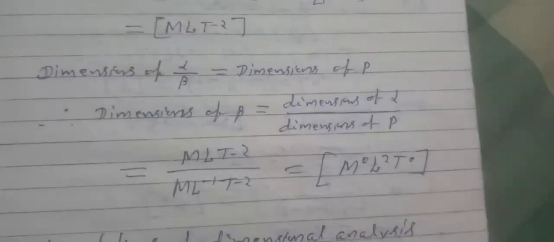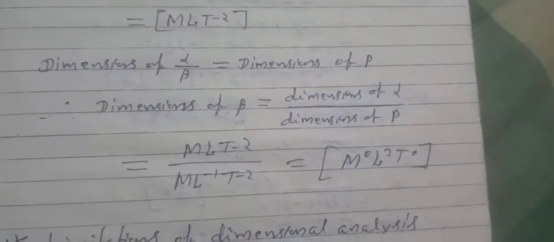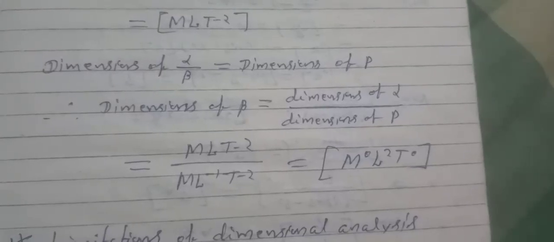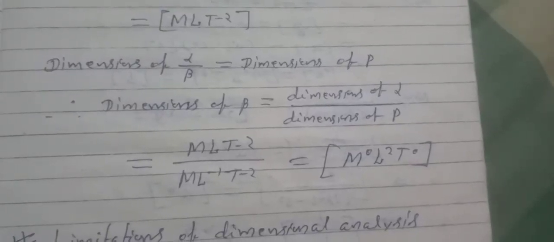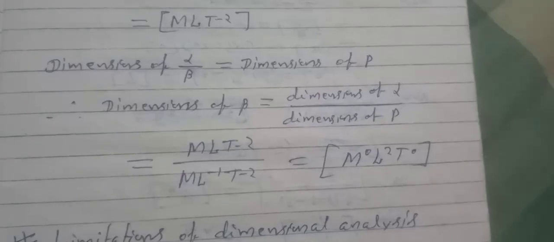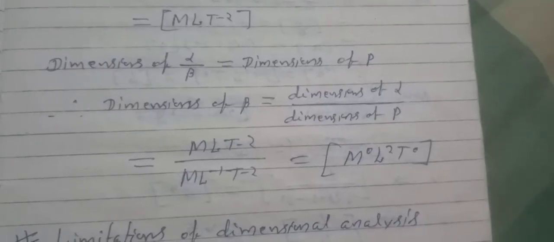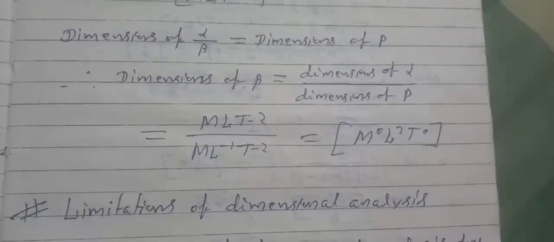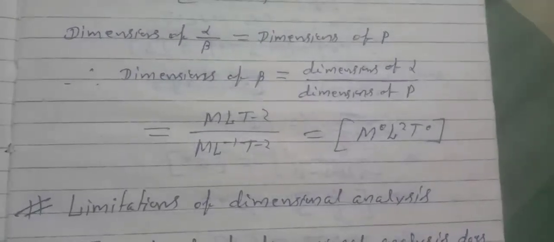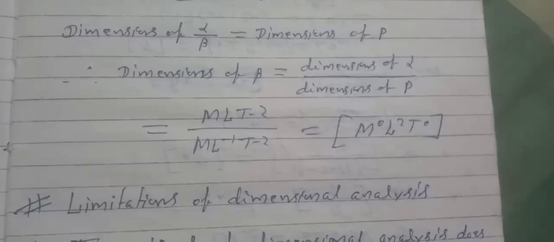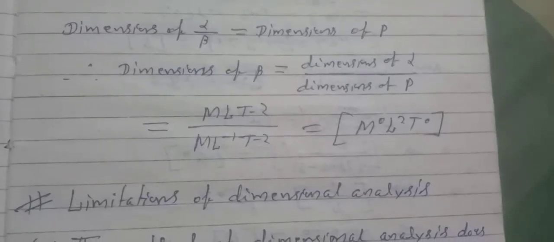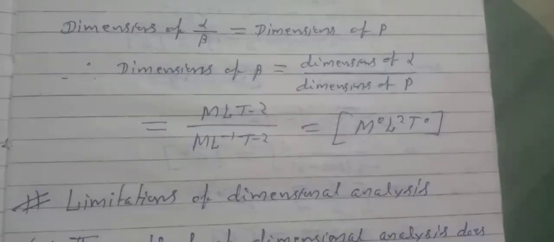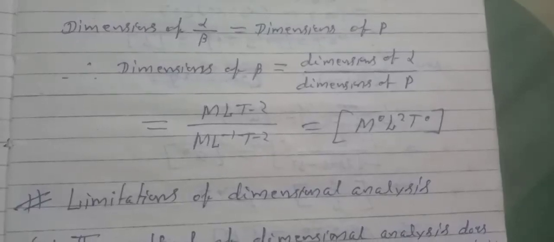Now dimension of alpha by beta equals dimension of P. Hence dimension of beta equals dimension of alpha by dimension of P. So putting the value of dimension of alpha and dimension of P, we have dimension of beta equals M L T minus 2 by M L minus 1 T minus 2 equals M0 L2 T0. Answer.